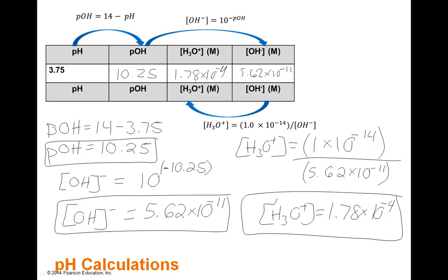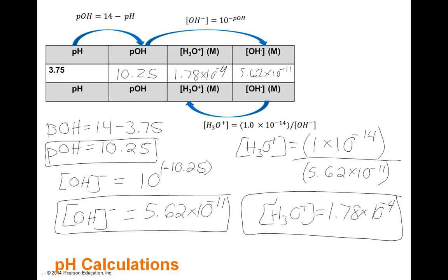Then you also know your hydronium ion concentration is related to your pH. So what I do, my pH is about 3.75. That's about 4. So if you look at your exponent on your hydronium ion concentration, it should be approximately -4. Plus or minus 1 is okay based on whatever number's in front of it. But if I got -8 on something like that, it doesn't make sense, because your pH should match your exponent for your hydronium ion concentration.